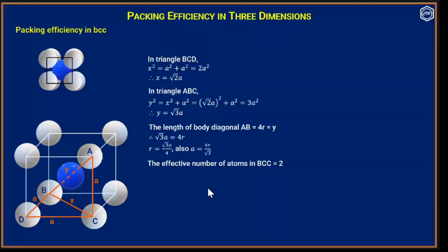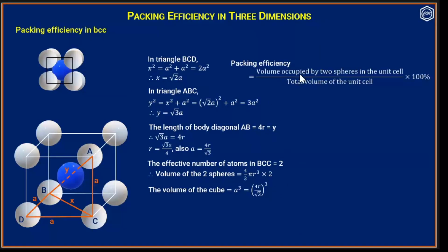In the BCC structure, the effective number of atoms is 2. So therefore the volume of two spheres is 4 by 3 pi r cube into 2. And the volume of the cube is a cube, and a is equal to 4r by root 3, so therefore (4r by root 3) the whole cube. Packing efficiency is the volume occupied by the two spheres in the unit cell divided by the total volume of the unit cell into 100, and that is 68%. So body-centered cubic close packing is less efficient than HCP or CCP.